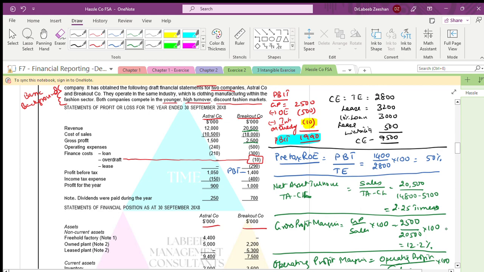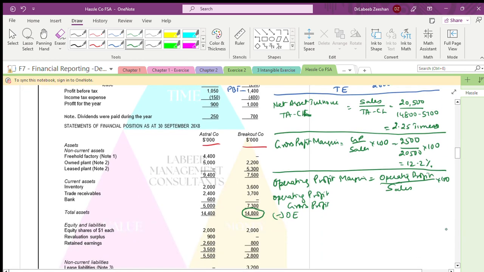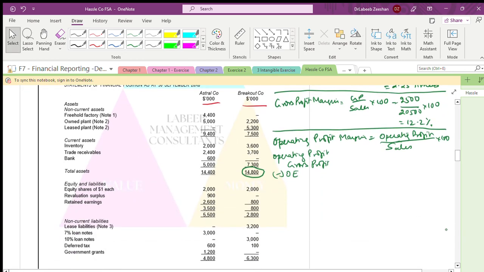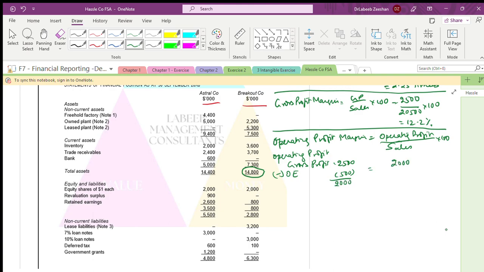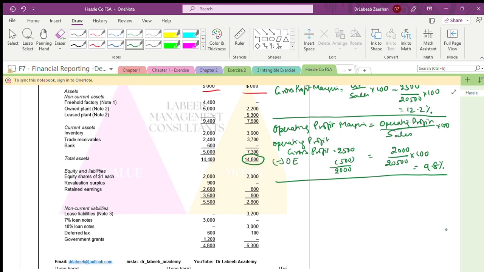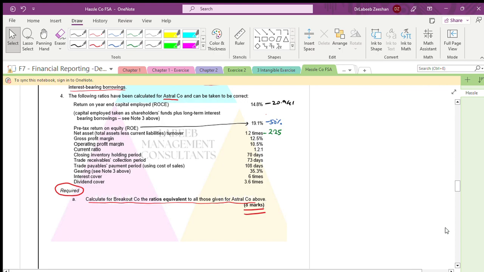Gross profit is 2500 minus 500. Operating profit is 2000. 2000 divided by 20,500 times 100 comes to 9.8%. We'll take all the things we have done.